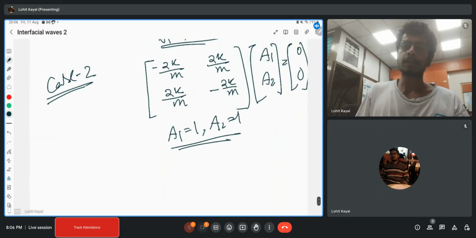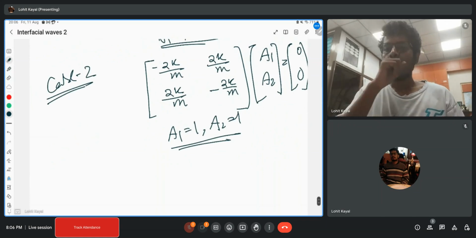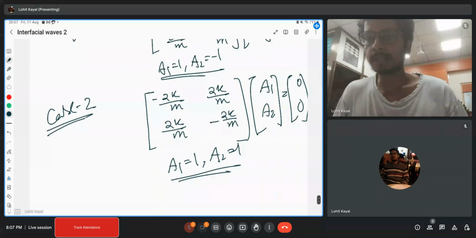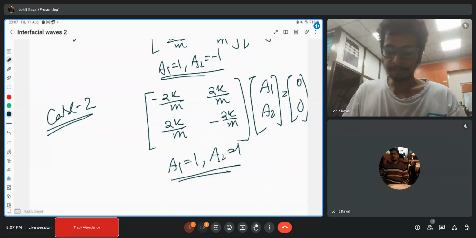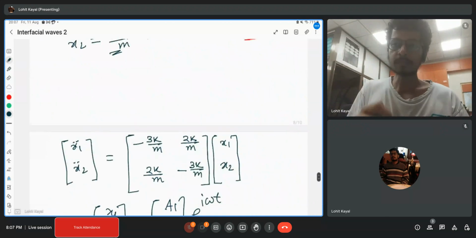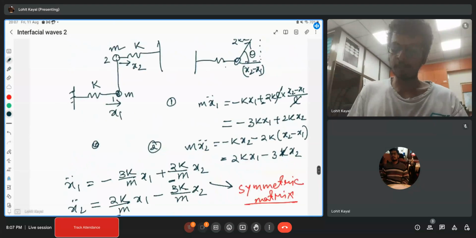So you can see that when your system is symmetric, just by intuition you can say what your modal frequency will be and what your modal shape will be, and from that intuition you can very easily calculate your modal frequencies.